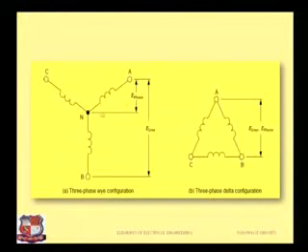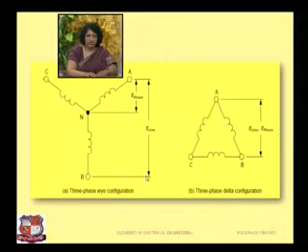Between phase A and neutral is E phase, and voltage between phase A and phase B is E line. It is different, as we can very well visualize from this diagram that voltage between phase A and neutral is E phase and voltage between phase A and phase B is E line.